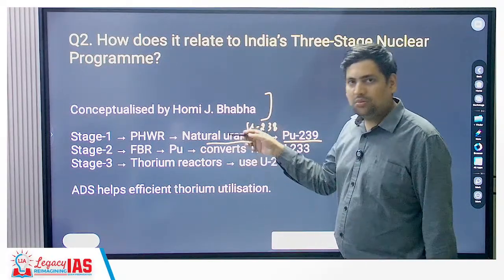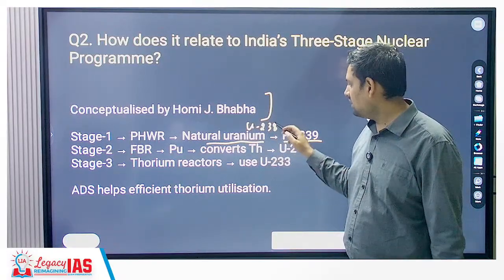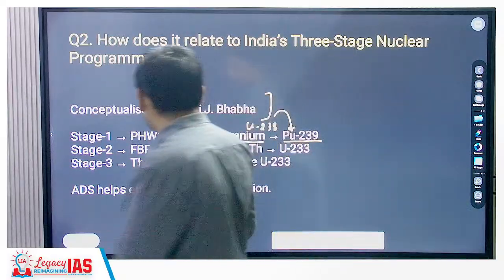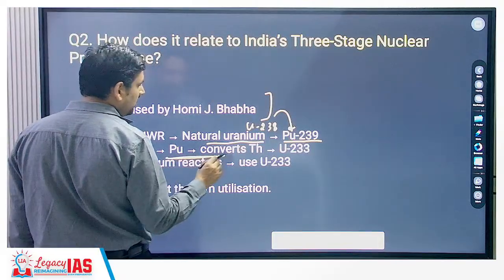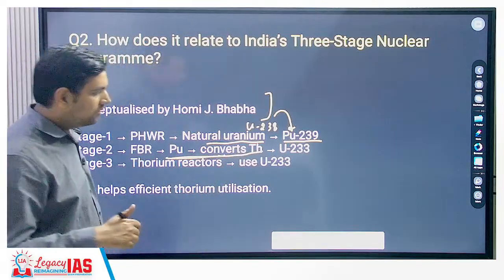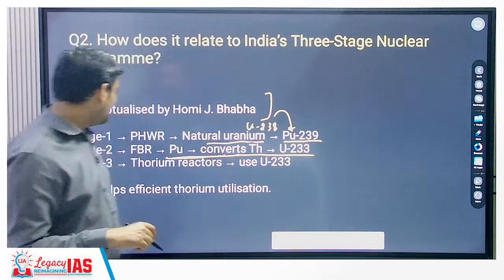Now, from the breakdown of uranium-235, there is release of some neutrons. These neutrons can be used to make plutonium-239. Now, the second stage is where plutonium is disintegrating and providing neutrons to thorium and then eventually making it uranium-233.